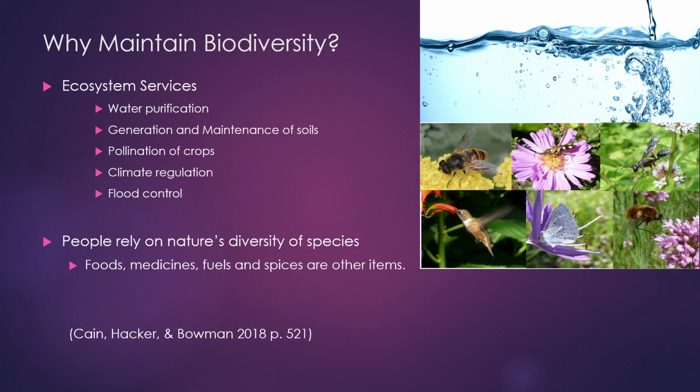Why is it important to maintain biodiversity? It is an important component of ecosystems, and just focusing on the practical reasons, maintaining high levels of biodiversity helps to provide and maintain ecosystem services. Examples of ecosystem services are water purification, generation and maintenance of soils, pollination of crops, climate regulation, and flood control, to name a few. Our species, like all other species, relies on nature to sustain ourselves. Overall, we make use of nature and rely on it for a variety of things.